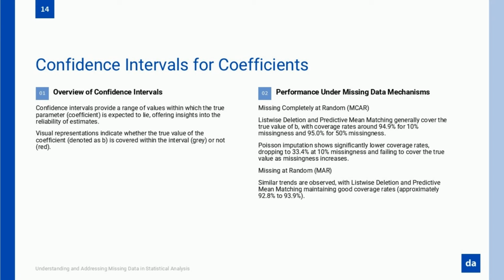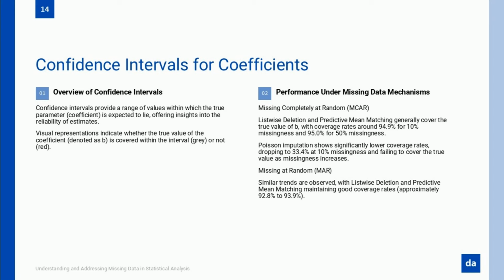Listwise deletion and predictive mean matching, PMM, put on a stellar show, covering the true value of B in nearly all cases. Coverage rates range from 94.9% at 10% missingness to 95.0% at 50% missingness. Talk about consistency. Meanwhile, Poisson imputation was that one performer who didn't get the memo. Its coverage rates plummeted to 33.4% at just 10% missingness and became a total no-show at higher proportions. Looks like it skipped rehearsal. Missing at random, MAR.